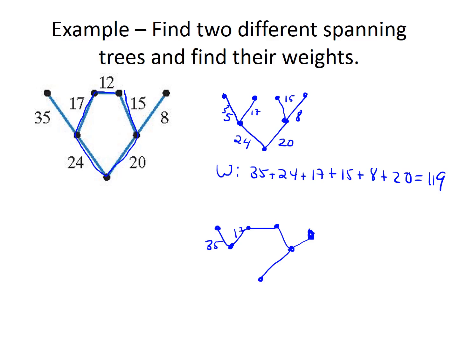35, 17, 12, 15, 8, and 20. Add those guys up. And you get 107. Again, many possible answers for that one.